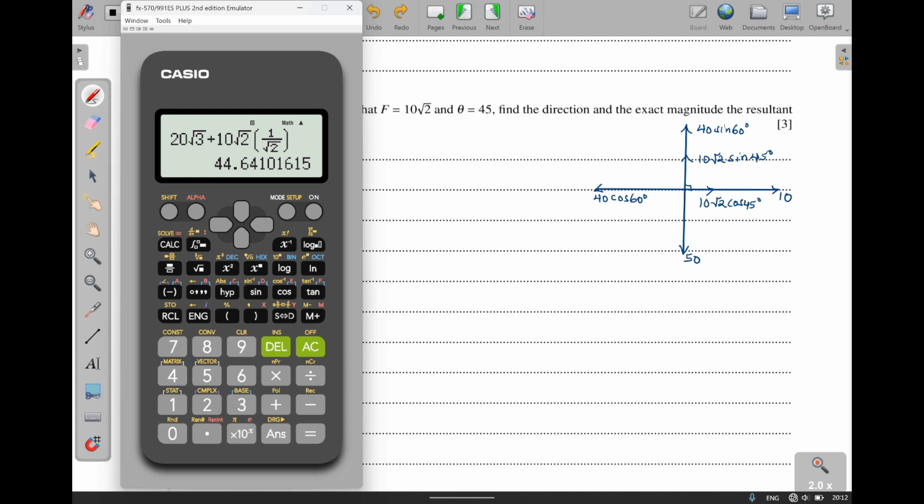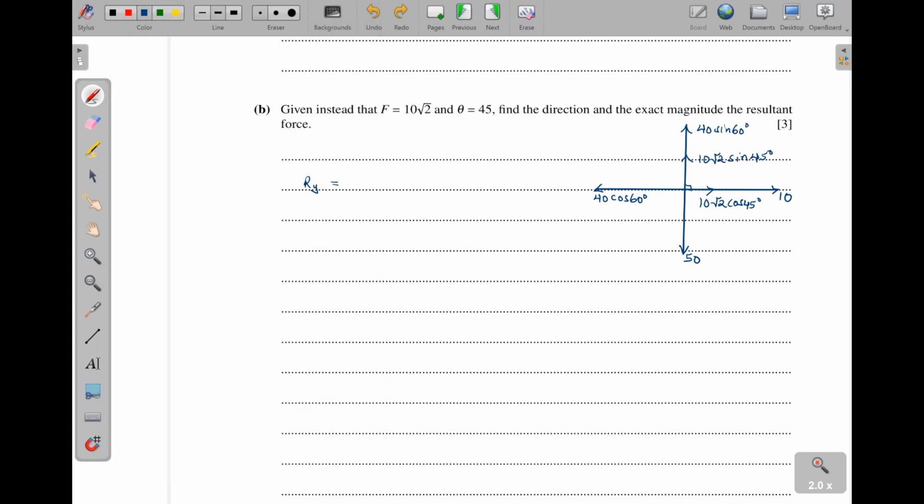So that means the resultant in y acts downwards, okay, because it goes in the direction of the bigger force. So we shall have now 50. You subtract whatever is going up: 40 sine 60, then plus 10 root 2 sine 45. And this one we have seen that it is 50, then minus. Inside here we have 20 root 3 plus 10, which can come to 40 minus 20 root 3.